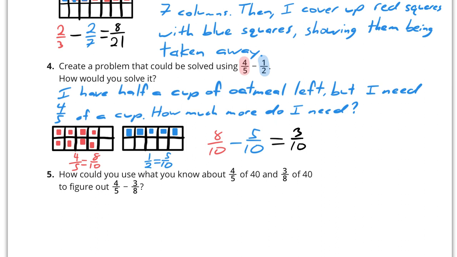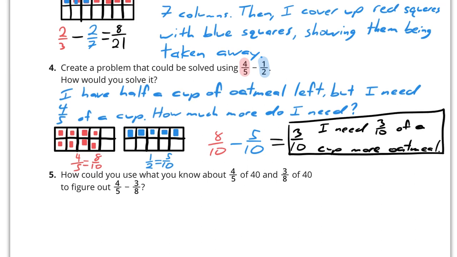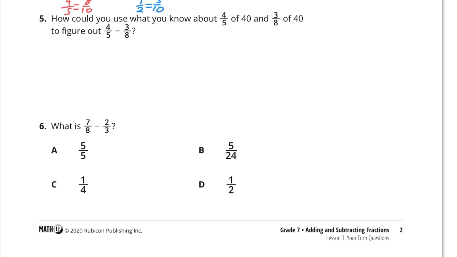And in a sentence, the answer would look like this. I need 3/10 of a cup more oatmeal. Next it asks, how could you use what you know about 4/5 of 40 and 3/8 of 40 to figure out 4/5 minus 3/8? So let's take these one at a time.